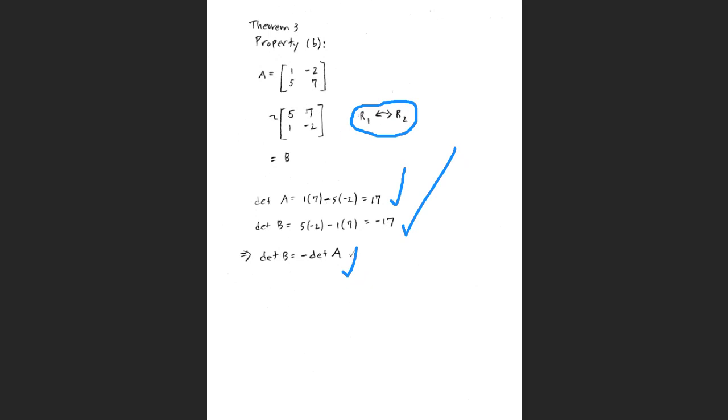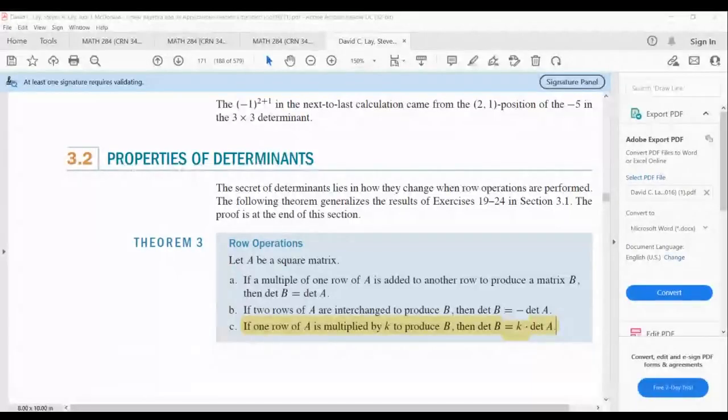Okay. All right, well, let's go back to the book again. Now we're going to look at the last rule. Okay, here it is. The last rule in theorem 3 says that if one row of A is multiplied by K to produce a matrix B, that's a scaling, then the determinant of B equals K times the determinant of A.